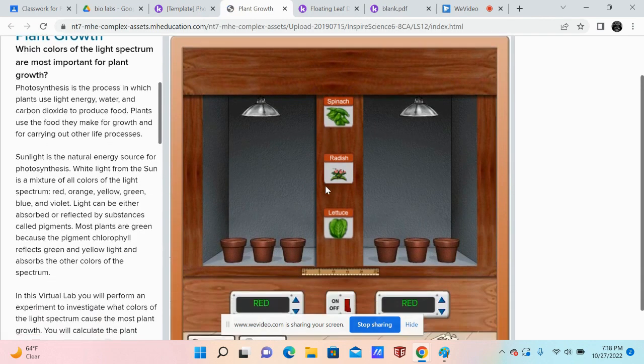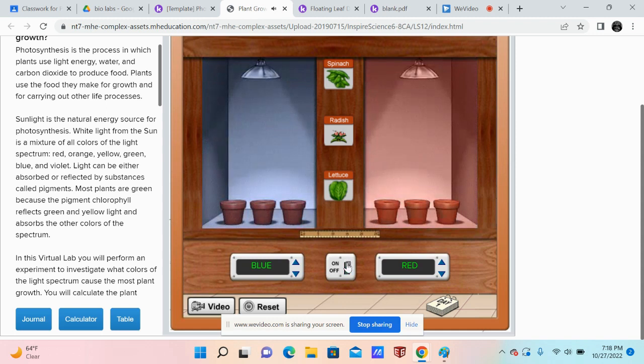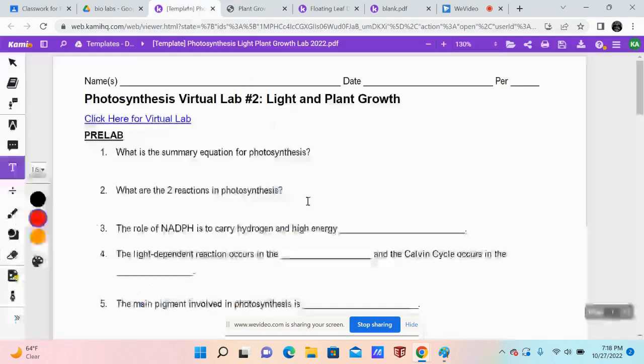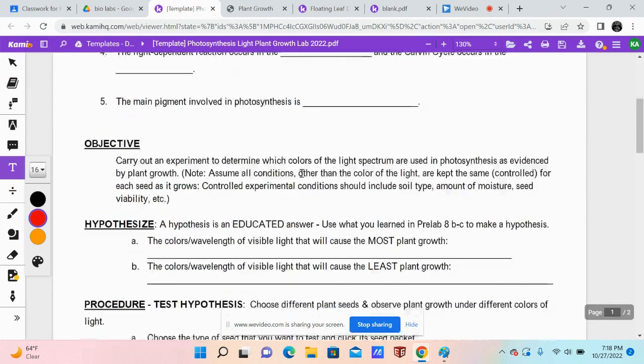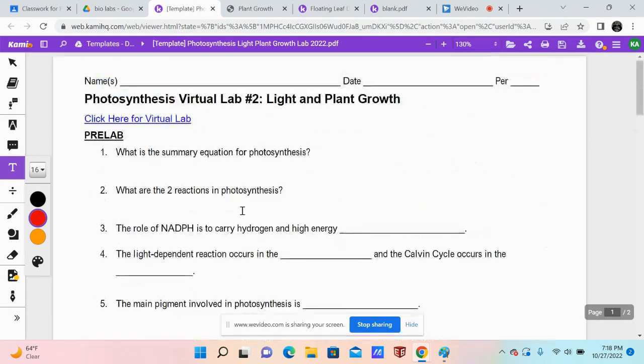Oh, there we go. Then you're going to plant some seeds, radish, spinach. You're going to put it in different color lights. Then you turn the lights on and you grab your little ruler and measure which plants are the tallest. Anyway, so you know how to do that. But I'm gonna do this a little different. If you don't know how to do it, just read the directions. It tells you exactly what to do.